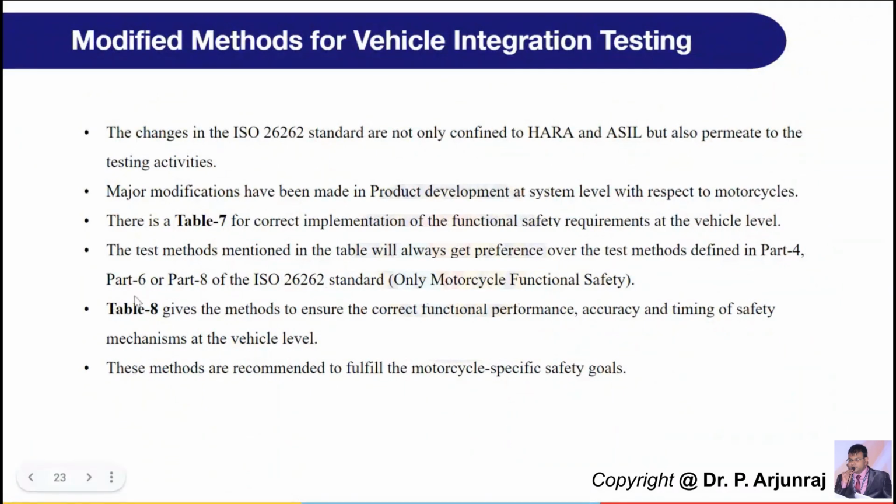And table 8 is also going to give you the methods to ensure that you have the correct functional performance, accuracy, and timing of the safety mechanism at the vehicle level. And you need to follow these testing methods, which are highly recommended to fulfill the safety goal of the motorcycle. Okay, let's see what is in the table. This is table 7.